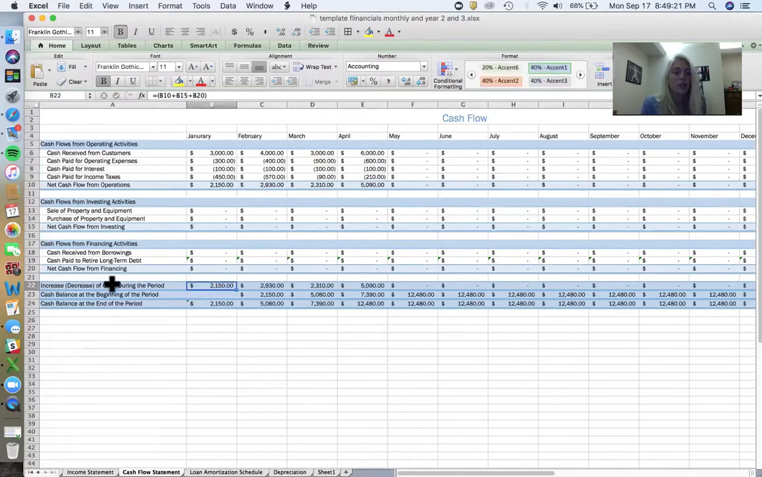So cash increase or decrease during period is this plus this plus this. It'll factor in the negatives, of course. And then it'll give you either a positive or negative number. Cash balance at the beginning of the period. Obviously, in the first month of the first year, it's not going to be anything. And then at the end of the period, it's just this plus this equals this. Cool.